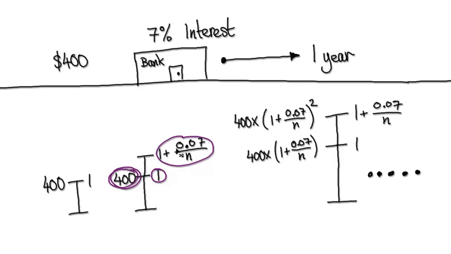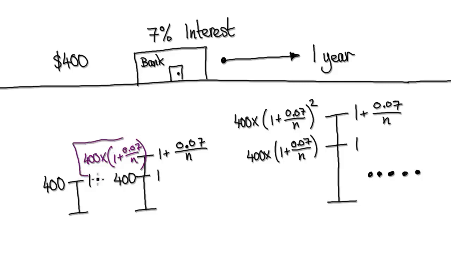So if you want to compound it every month, then this n here will be 12. So you get your interest rate, and then you divide by 12. But we want to compound it n number of times, so it will be this times this. So your new amount would be 400 times this thing here, which will be 1 plus 0.07 over n, close it off. And so this is your current amount in the bank.